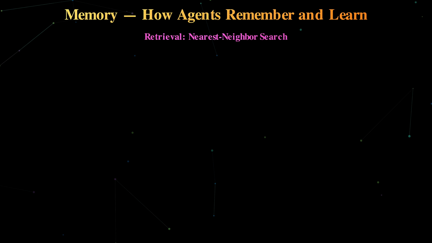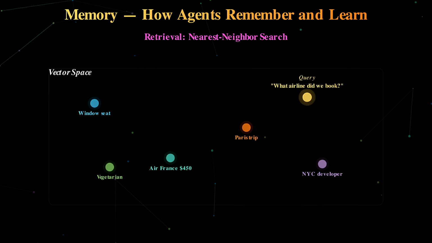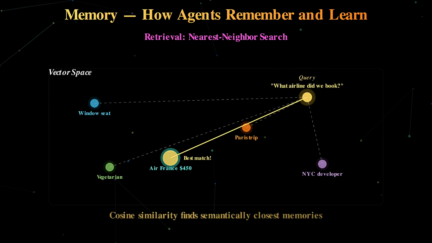At retrieval time, the agent embeds the current query into a vector using the same embedding model, and the database performs a nearest neighbor search, finding stored vectors with the highest cosine similarity to the query vector. If the user says, "What airline did we book last time?"